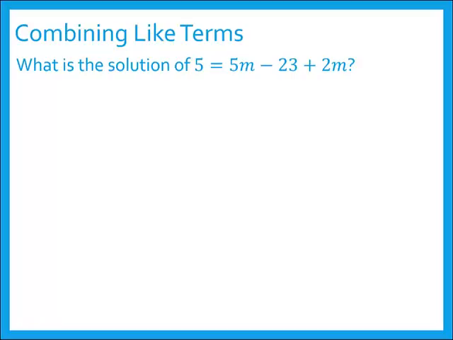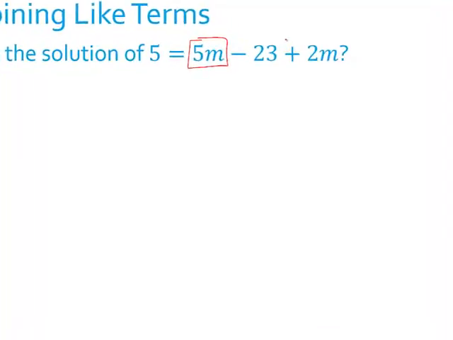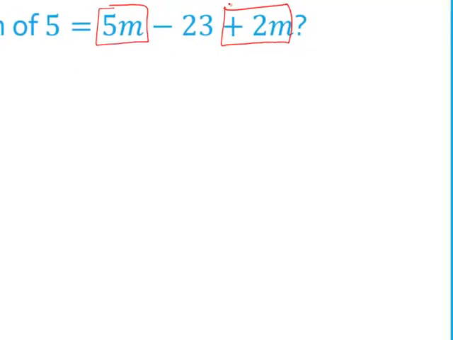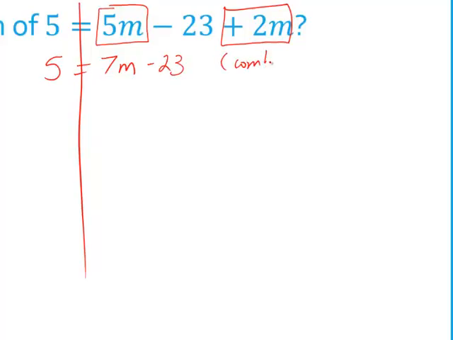And here is our first example. So, what is the solution of 5 equals 5m minus 23 plus 2m? The first step we need to do is combine like terms. So 5m and positive 2m are the like terms. What is 5m plus 2m? It's going to be 7m. So we're going to have 5 equals 7m minus 23. And that's combining like terms.